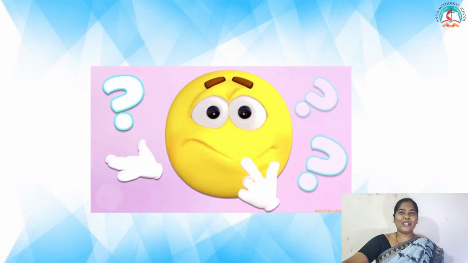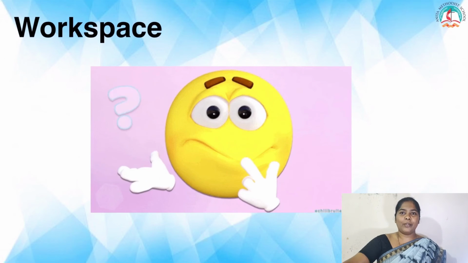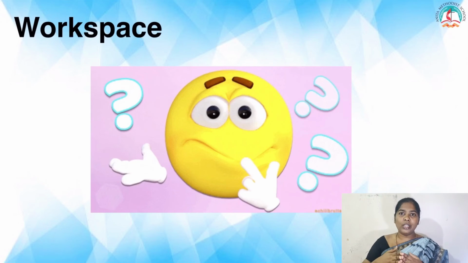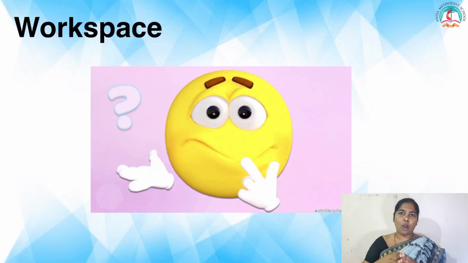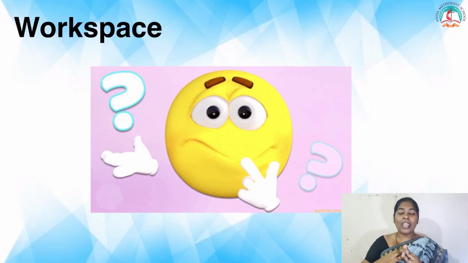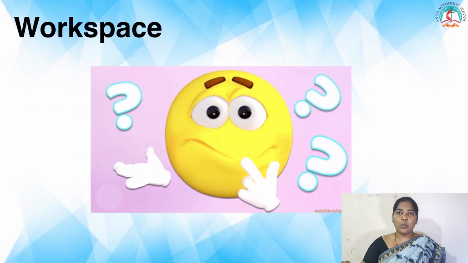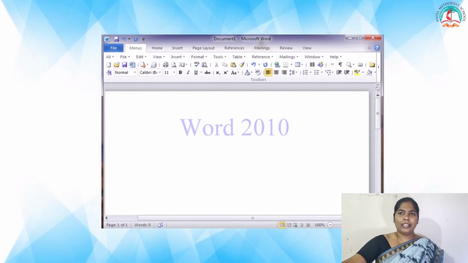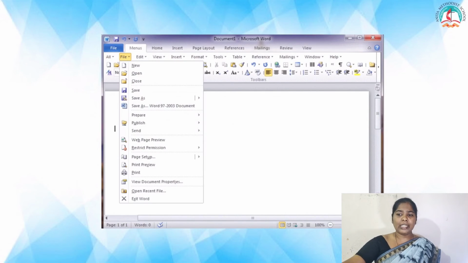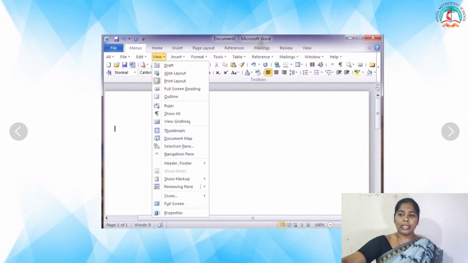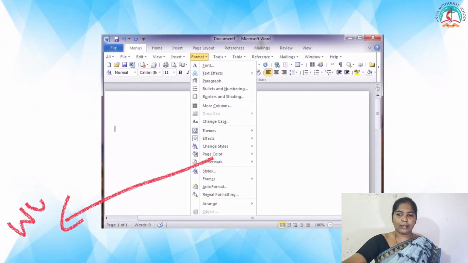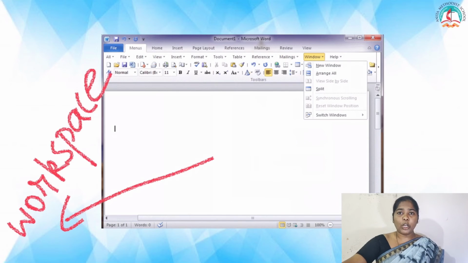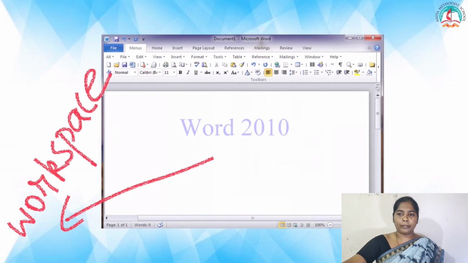Okay, the next element of the window, what is that? Workspace. Now we are going to school. You people are coming to school to learn. So which one is your workspace? School. In the same way, for a document we have a workspace. So which one is the workspace in a document? Yes, we already saw the document area. The same thing. That's called a workspace. The area in which we are currently working is called a workspace.